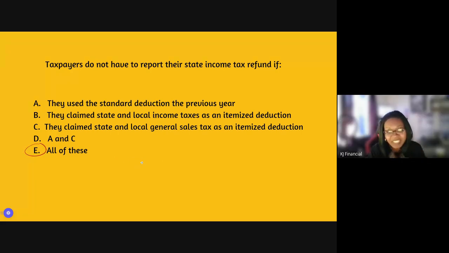All right, so technically it is all of the above. If they used the standard deduction the previous year, they don't have to file their state income tax the next year. And if they claim state and local taxes as an itemized deduction, so let's say they itemized and went under their personal property and real estate taxes, and they used that tax information for the state, they actually don't have to even file the following year, but they can if they choose to, if they're getting money back from the state.